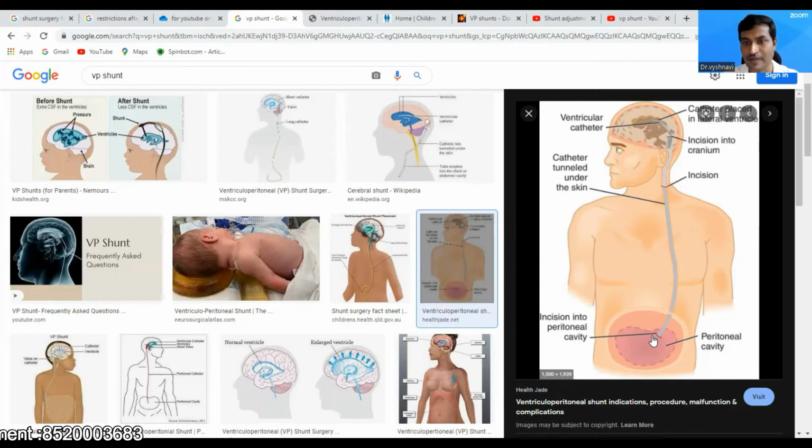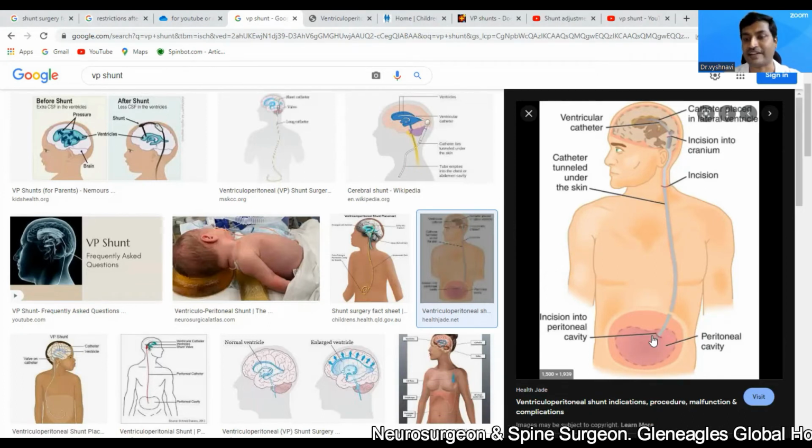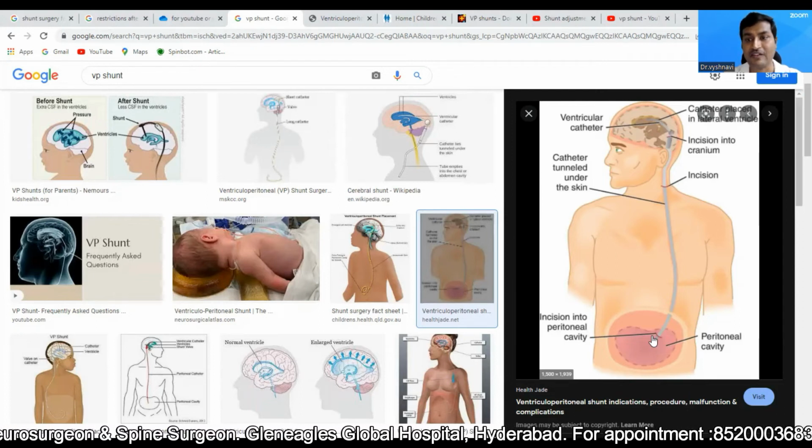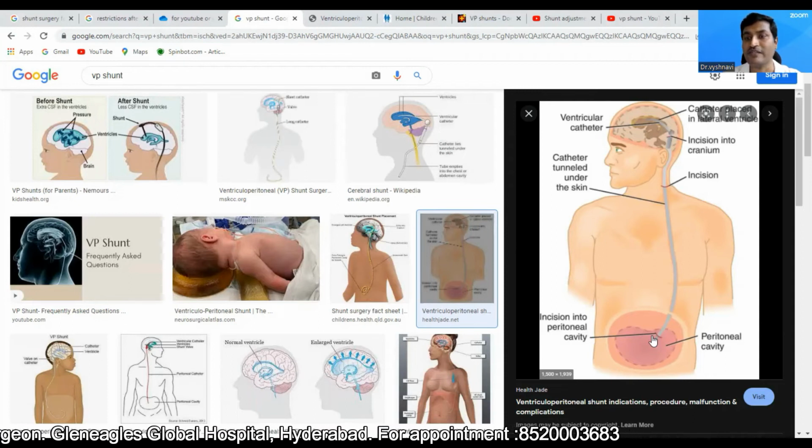Shunt block is a common complication, and the incidence of shunt blockade is common with all the varieties of the shunt. So the second one is overdrainage of the VP shunt.